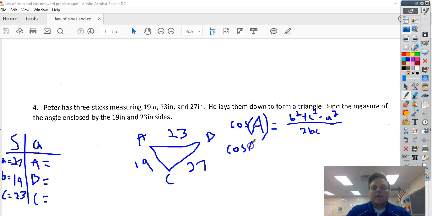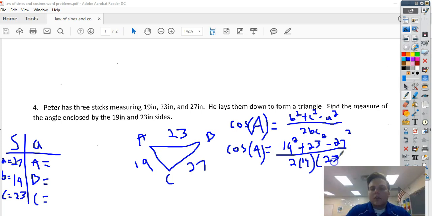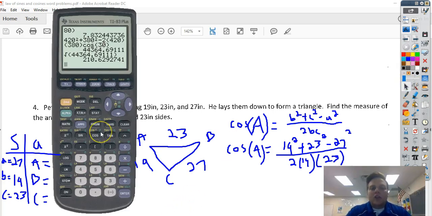So I can say cosine of angle A is equal to 19 squared, almost misread my own handwriting, plus 23 squared minus 27 squared divided by 2 times 19 times 23. Alright, so now guys, I'm ready to just plug this into a calculator. So I again encourage you at this point in your calculator, you should alpha y equals enter. My older calculator does not have that ability the way yours does. It doesn't have that software. So if you're not going to do it that way, you must put your numerator in parentheses and your denominator in parentheses.